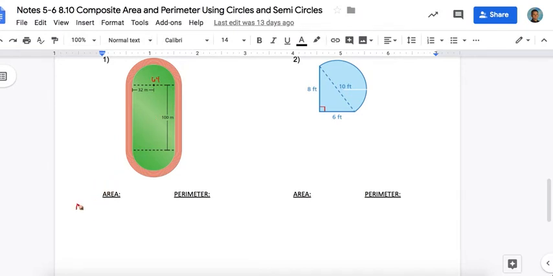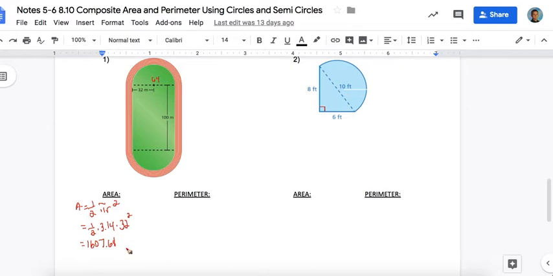So let's do the semicircle first. We have A equals 1/2, it's a semicircle, pi r squared. We were given the radius, and that is 32. So 1/2 times pi, which is 3.14, times 32 squared. And that will give us 1,607 and 68 hundredths.